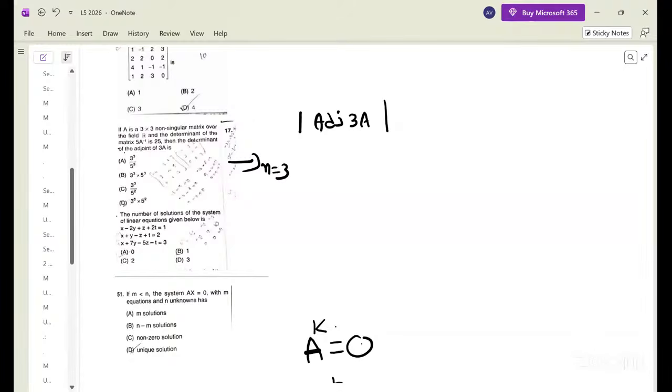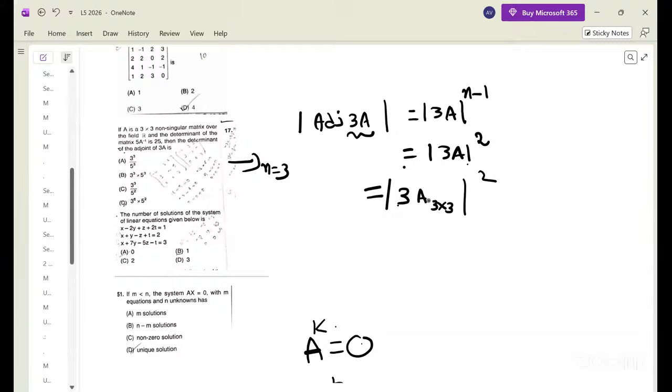It is a 3 by 3 matrix. So what is the determinant of adjoint A formula? Det A to the power of N minus 1, where N is 3. Instead of A, you are given 3A. So you have det 3A to the power of 2, since 3 minus 1 is 2. We'll come back to this. Most of the students will write 9 into det A square. That is the mistake generally they do. So A is which order? 3 by 3.